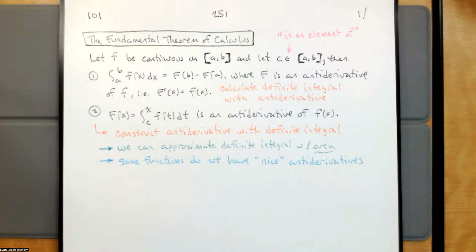This is a big deal because we can approximate definite integrals just with area. That's what we base the whole idea of the definite integral on: the idea of length times width, but length is continuously variable. So that's why this is a big deal. Number one, we can approximate a definite integral with area to any degree of accuracy, given enough computing power and data. And this is important because some functions do not have nice antiderivatives.